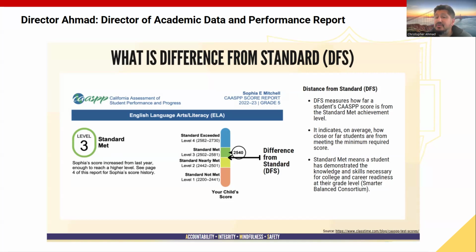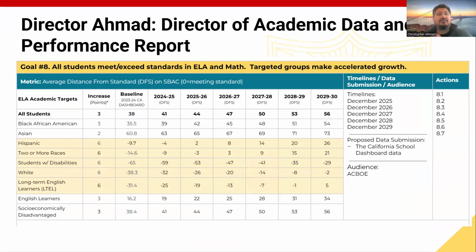Standard met means a student has demonstrated the knowledge and skills necessary for college and career readiness based on their grade level. As we can see here with goal 8, we have different subgroups, and each subgroup has a different baseline. That baseline was set from the distance from standard score that they achieved last year. This is all based on the state test.